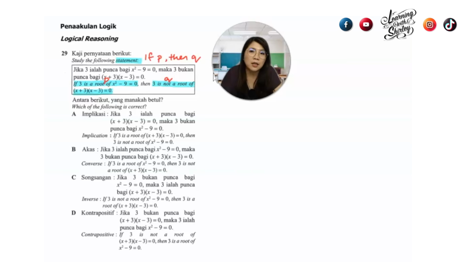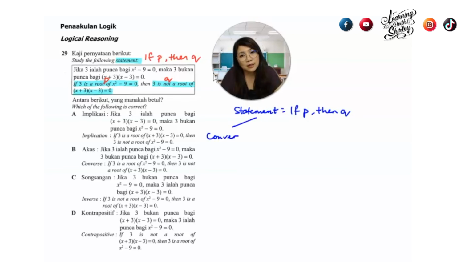Okay, so here, we have to know 3 things. So let's recap what we learned. If they give you a statement, which is if P then Q, we need to know 3 things. The first thing is converse, second inverse, and third contrapositive.